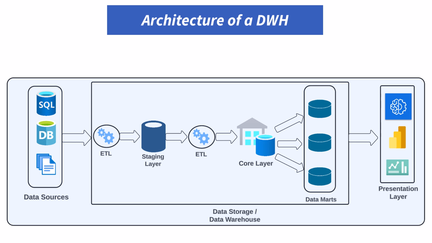Now let's take a deeper look at the architecture of the data warehouse, or the data storage layer. A data warehouse usually has three main layers: the staging layer, the core layer, and the data mart. People usually mean the core layer when they talk about the data warehouse.